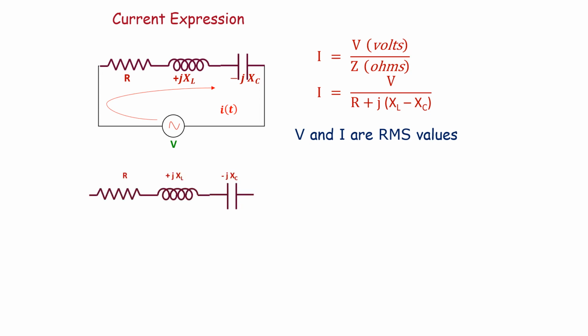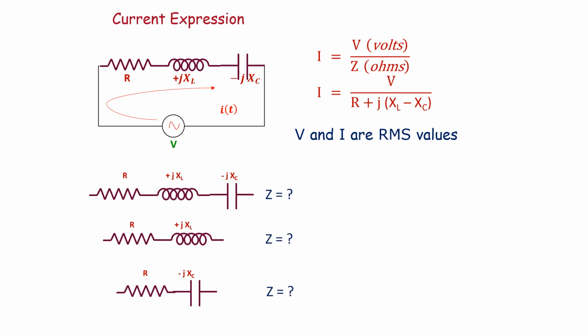In this figure, you have all the three elements connected in series. In the second figure, we have only R and L. In the third figure, you have only R and C. In all the three cases, we should be in a position to write the impedance expression. In the first case, it will be R plus J into the total reactance. In the second case, it will be R plus JXL only. In the third case, it will be R minus JXC only.